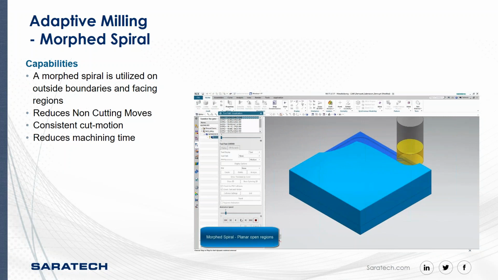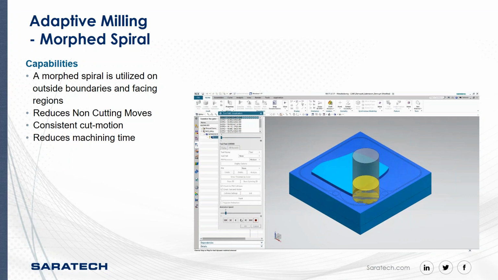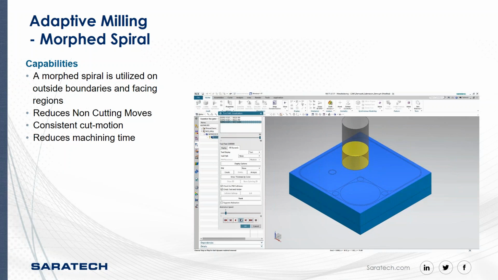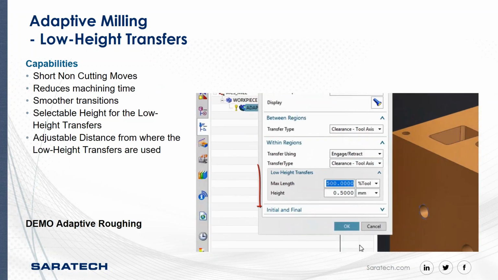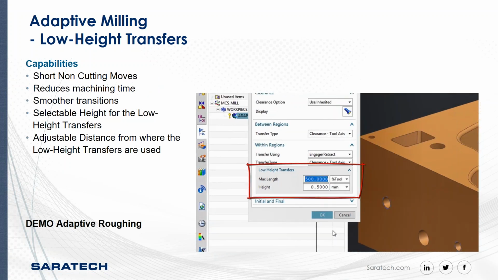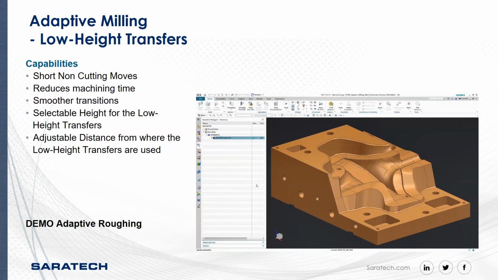And you can see they did this on the top surface so they could show you what this type of toolpath would do with a shallow depth of cut with a large radial engagement. So you can use this either direction. It shortens your non-cutting moves, it reduces the machine time, it gives you much smoother transitions, and you now have a selectable height for the low height transfers.